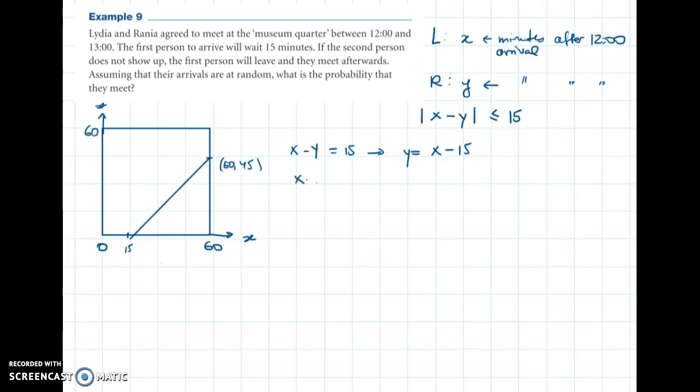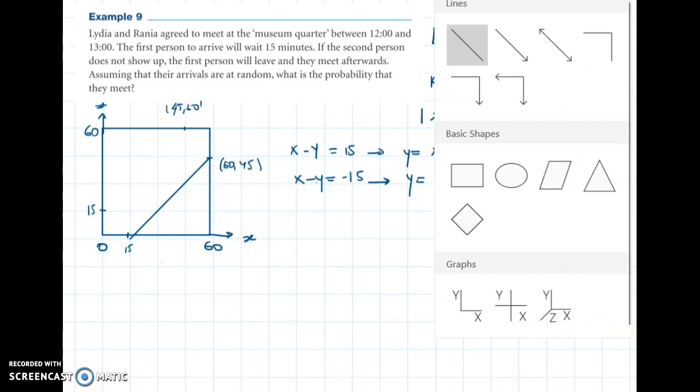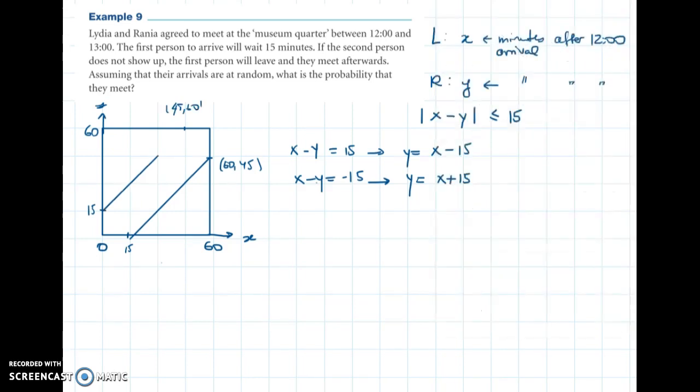The other possibility is that X minus Y is equal to minus 15 because we have the absolute value. So in this case, it will mean that we want Y to be X plus 15. So this is a line parallel to the previous one. The y-intercept is here at 15, and it goes also through this point 45, 60. So I need to put a line over there as well.